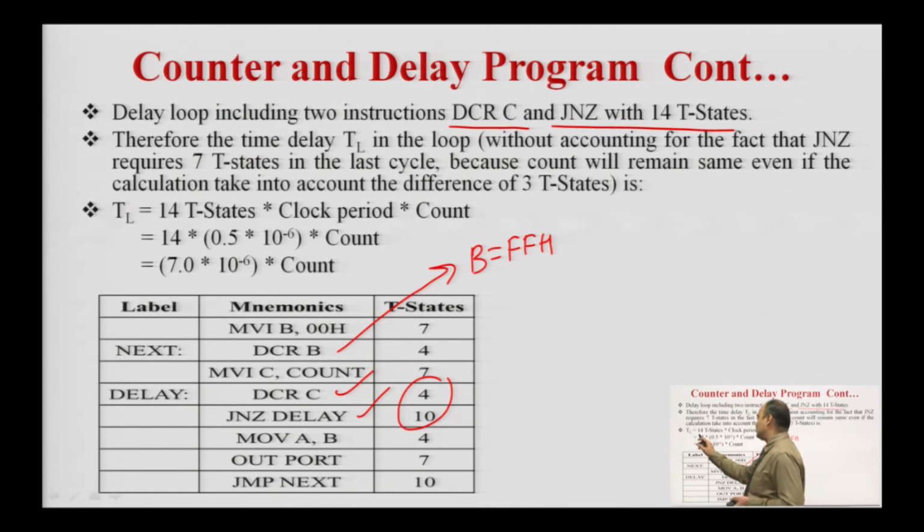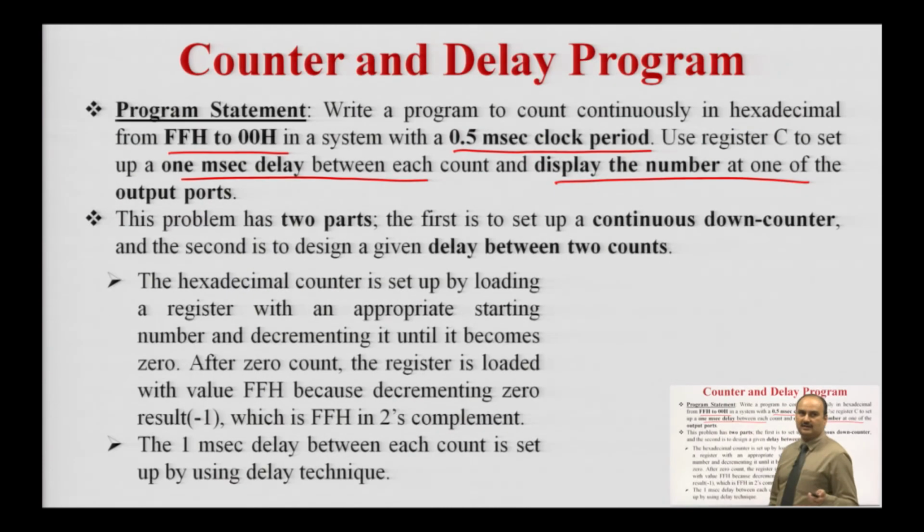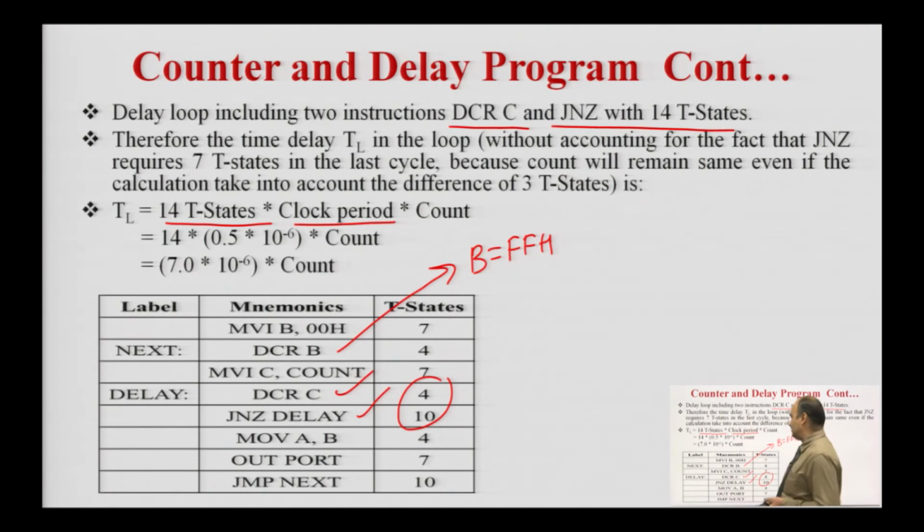TL is equal to 14 T states multiplied by the clock period, which is given as 0.5 microsecond. So, the clock period is given, and we need to find the count value. We use 14 T states multiplied by 0.5 into 10 to the power minus 6, that is microseconds, and calculate the count value. This is the program used to design the down counter, and it will generate a delay of 0.5 millisecond if the count value is loaded into the count register, that is the C register.